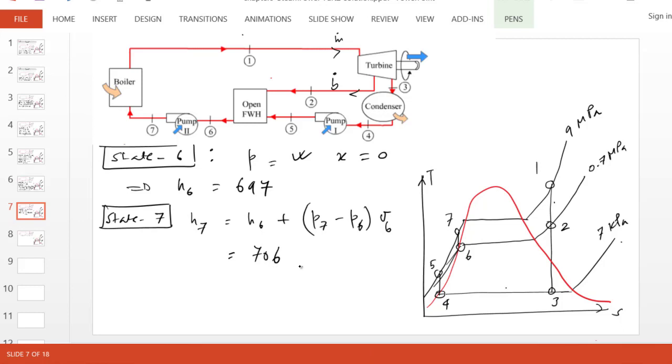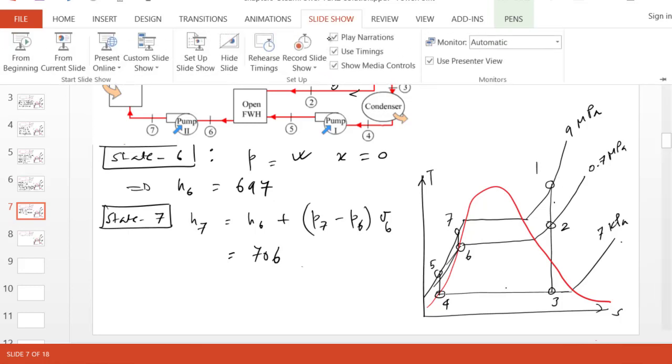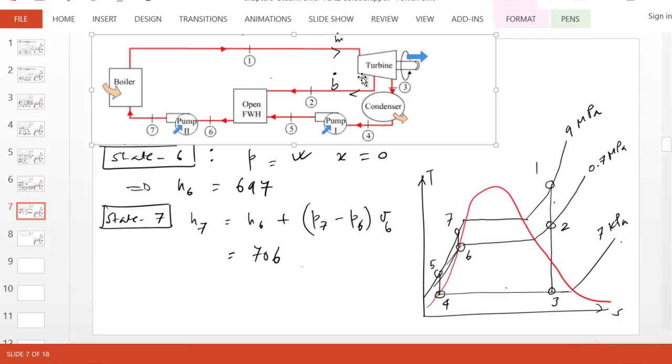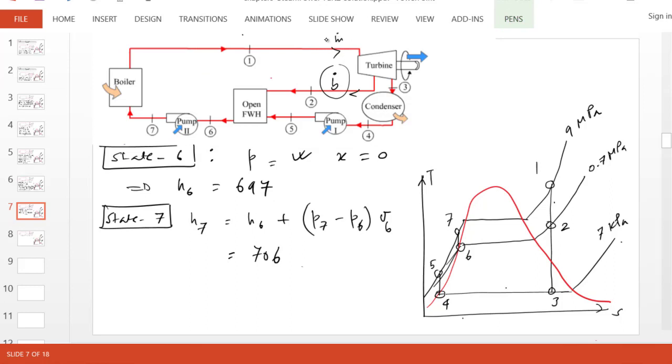So we have pretty much obtained enthalpies of every state. So let's now get to the energy analysis. Now that we have evaluated the enthalpies of each state, we need to reduce one variable, because right now we still have two mass flow rates, and one of them can be eliminated. How? That's done by an energy balance on the open feed water heater.